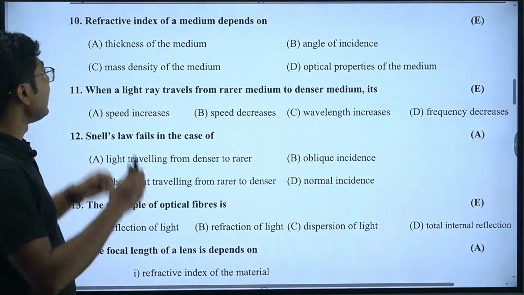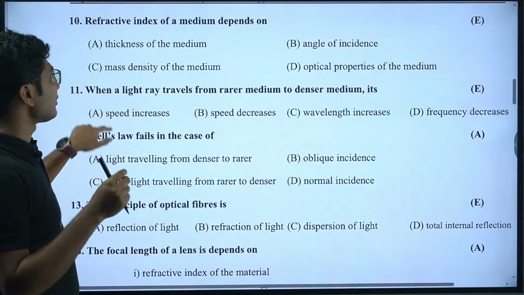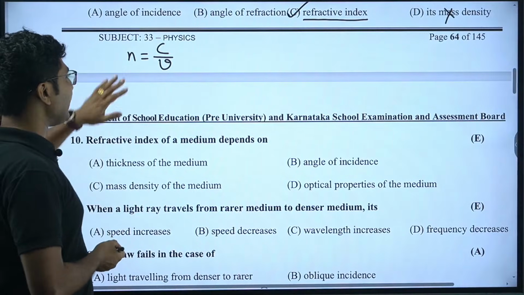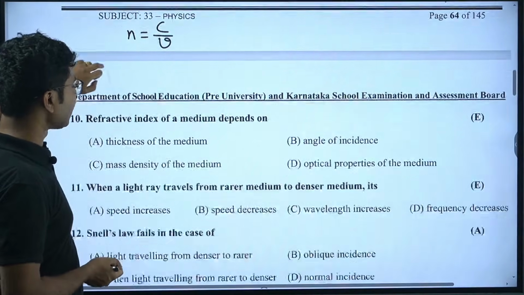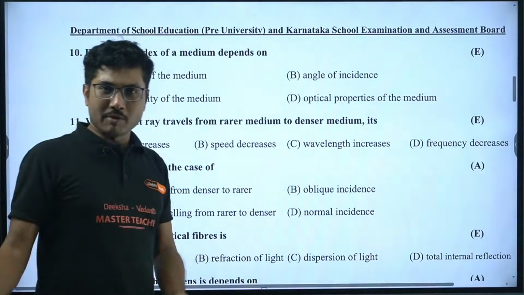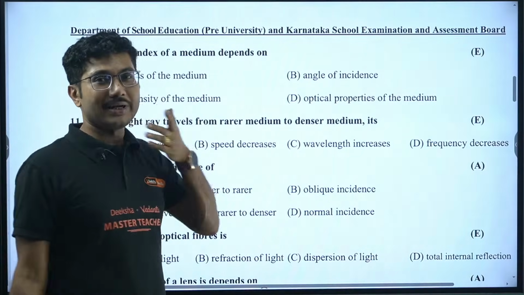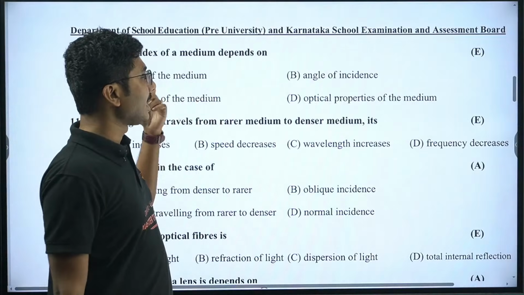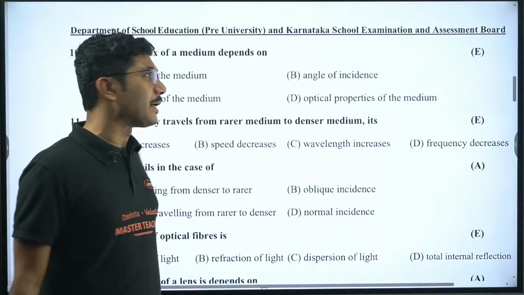Mass density of medium. Refractive index, I just wrote the equation, Harsh, n equals C by V. So it does not depend on mass density. Thickness of the medium obviously does not depend. Okay, refractive index of a material is constant. It does not change with the thickness, right? Angle of incidence is also immaterial.